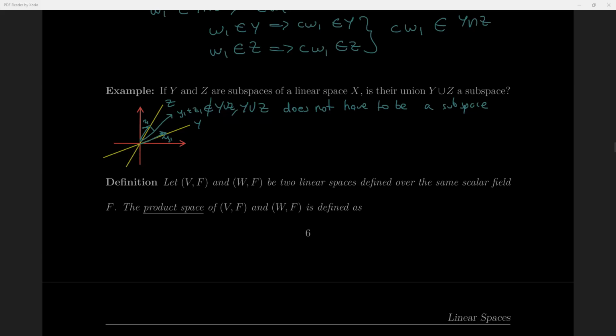So one thing maybe I can add is that both y1 and z1 are elements of Y union Z, right? So the problem here is that y1 is in Y union Z and z1 is in Y union Z. But as you saw over here, y1 plus z1 was not in that union.